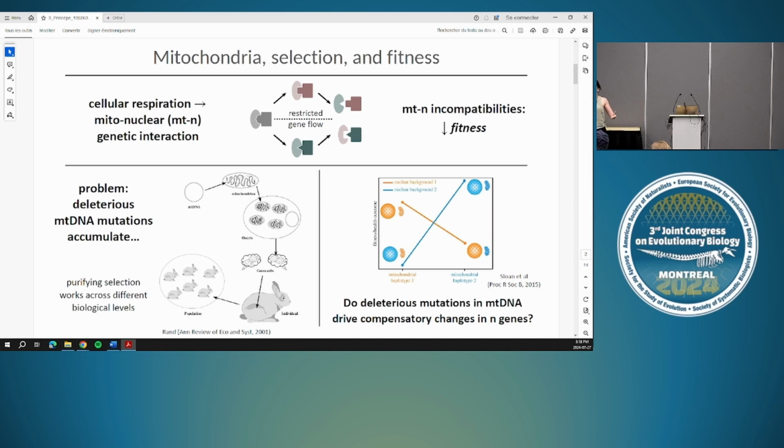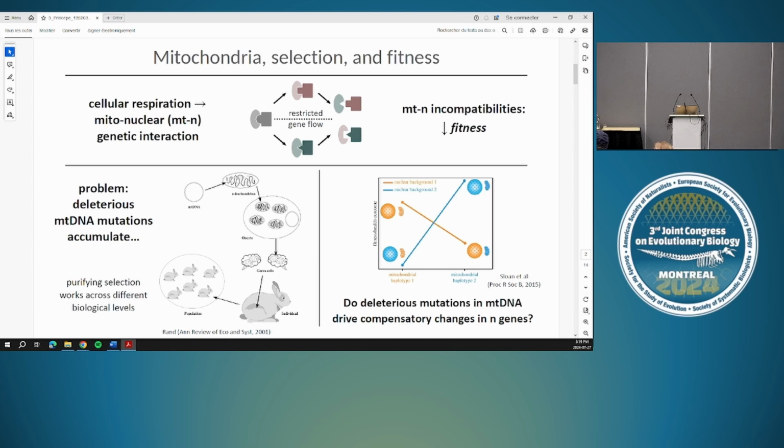Especially because these incompatibilities have impact on fitness, that is what you have heard today, how the various forms impact fitness because of mitonuclear incompatibilities. One additional problem related to mitochondria is that because of the typical properties of mitochondrial DNA, being highly mutable and inherited by the mother, it's more prone to accumulate deleterious mutations.